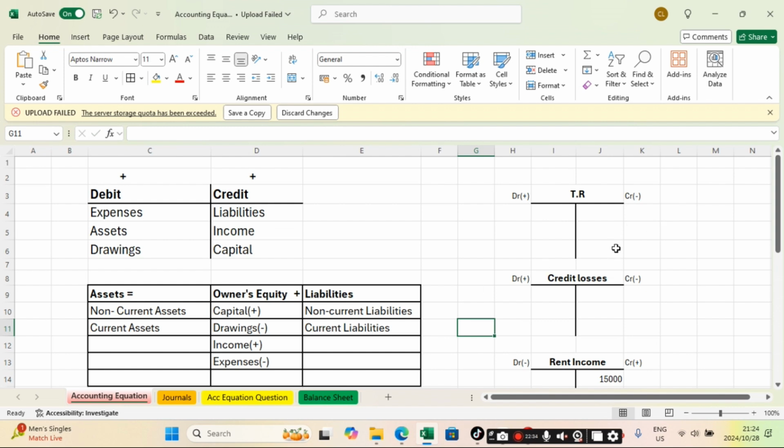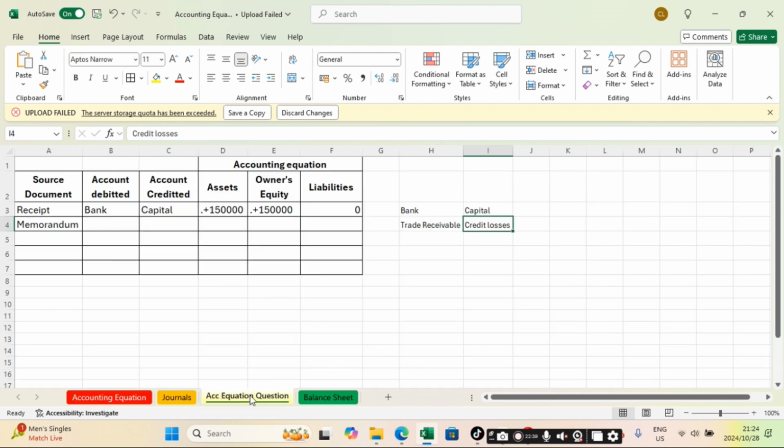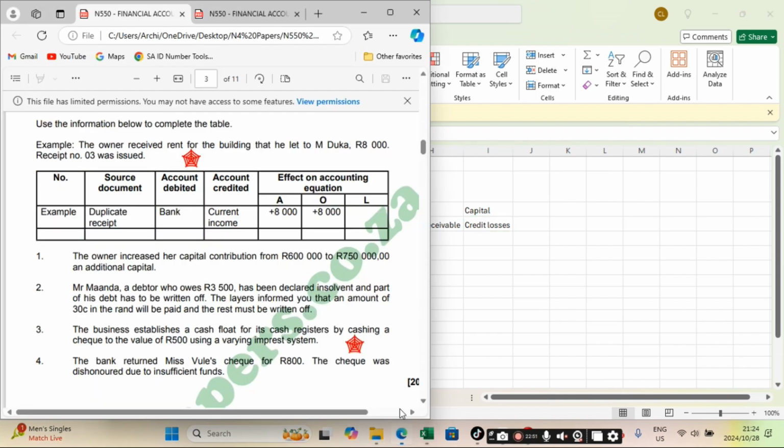So the next step is that we need to know which account will be debited and which account will be credited. Okay, so maybe first let's start with that calculation.